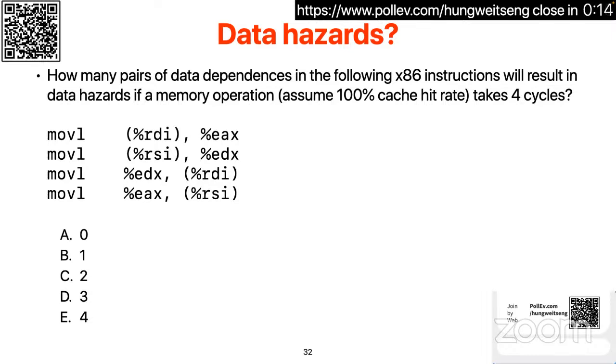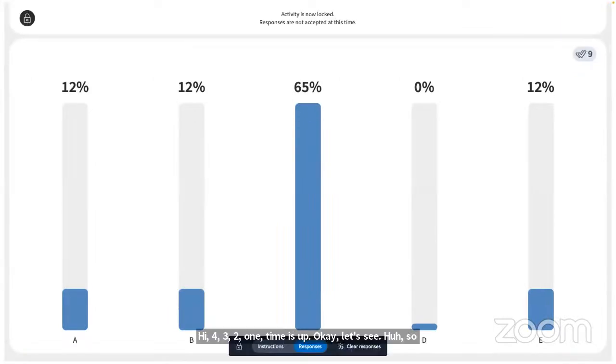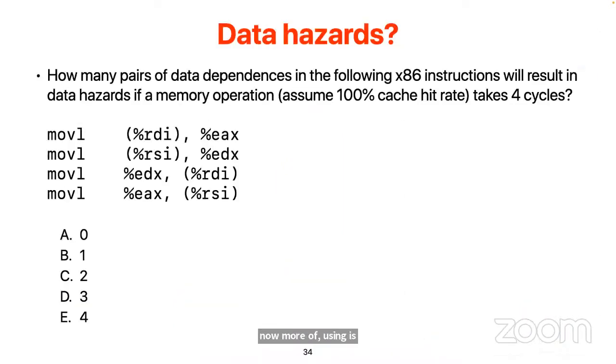All right, wrap up in 15 seconds. 5, 4, 3, 2, 1. Time is up. Okay, let's see. So now more of you think it's C. That's the power of group discussion, right? So how do you solve this problem? We only have 2 data dependencies in this piece of code, right? But how do you know that all of them become data hazards?